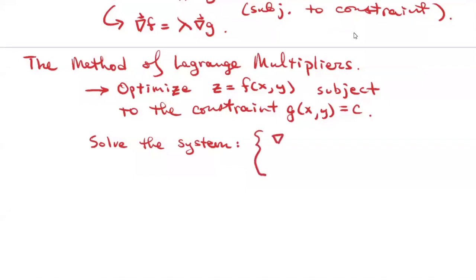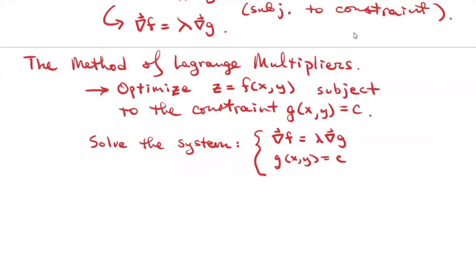Gradient of f equals lambda times the gradient of g. If it's two dimensional, then that's actually two equations there because each component of the vector makes its own equation. So what you have there is two equations and three unknowns because lambda has been introduced. So you need another equation. The third equation is just the constraint g of x, y equals c. Okay, and that'll give three equations and three unknowns.